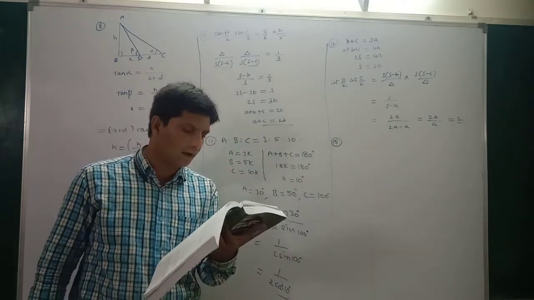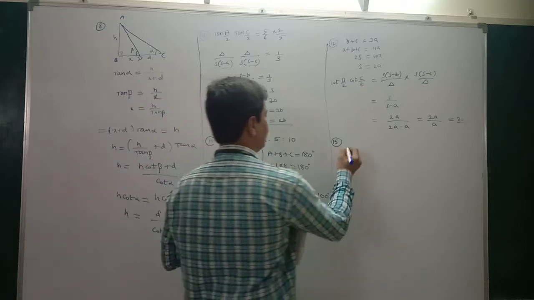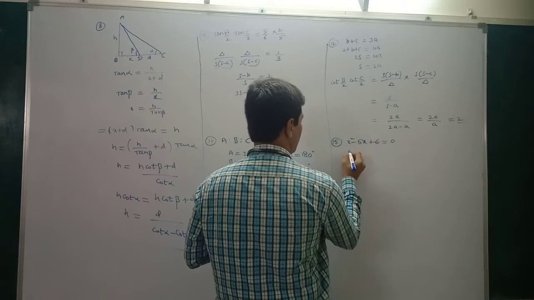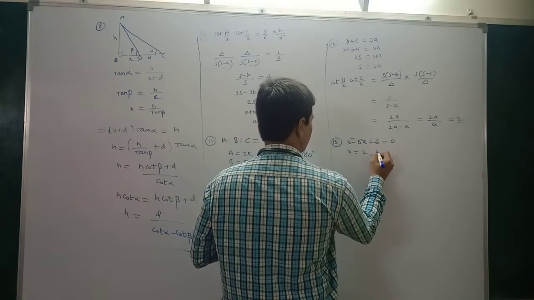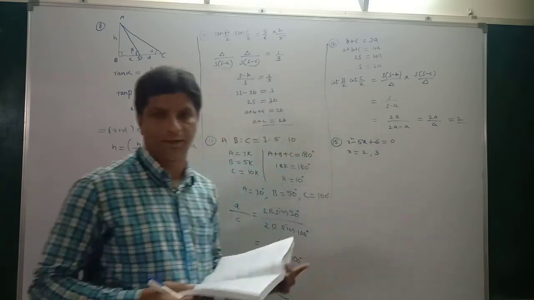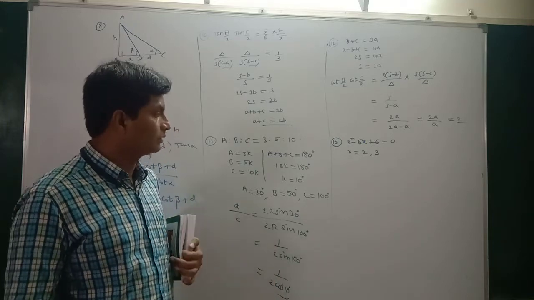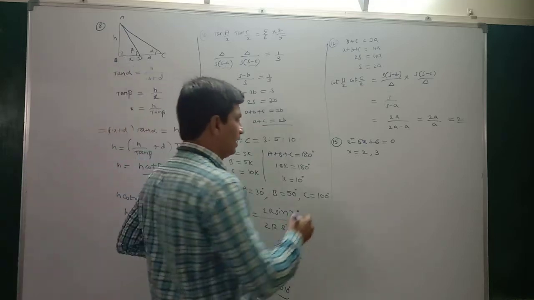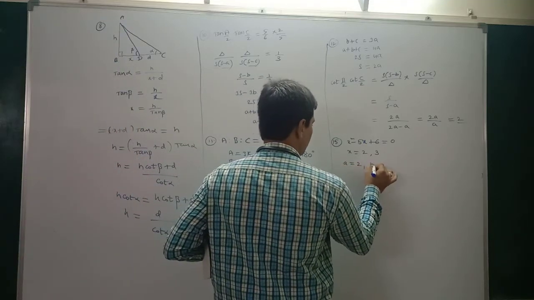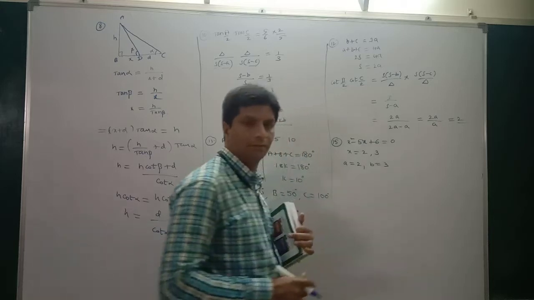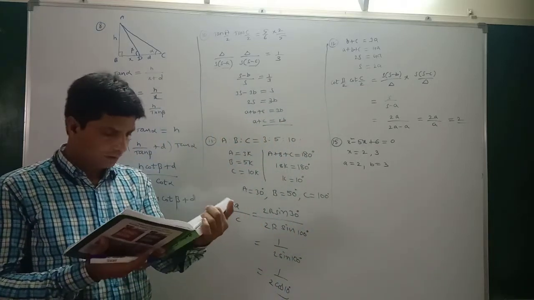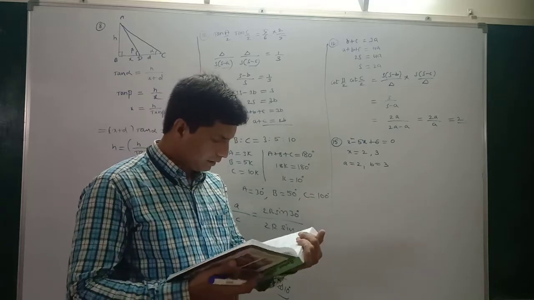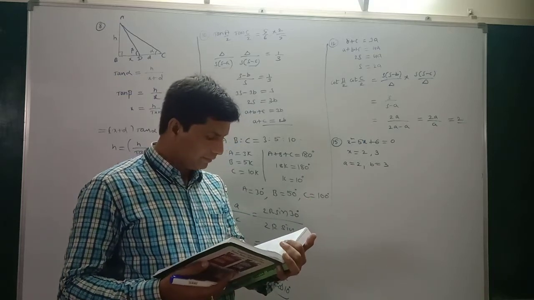Two sides of a triangle are given by the roots of the equation. So this is x square minus 5x plus 6 equal to 0. What are the roots of this equation? 2, 3. Let us take those two roots as two sides of a triangle. Let us say a equal to 2, b equal to 3, and a and b are sides. Now what is given here? The angle between the sides.